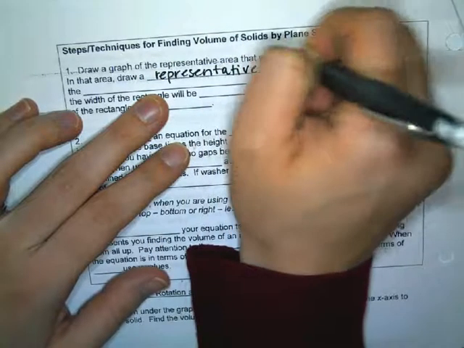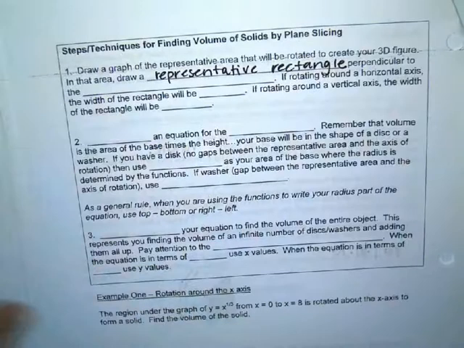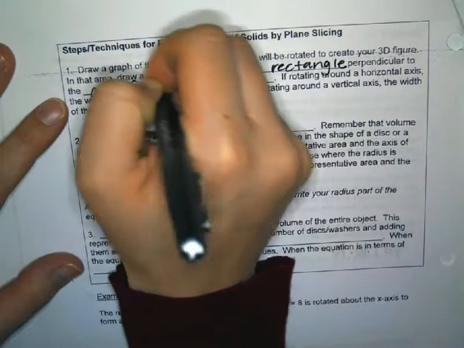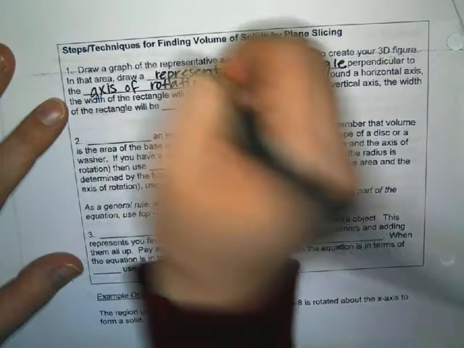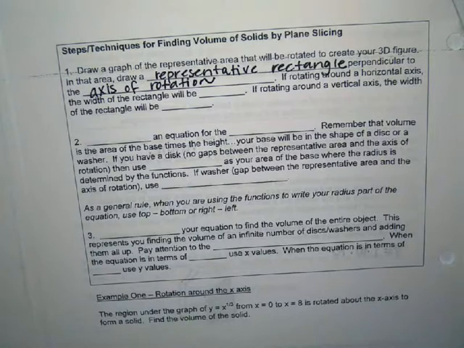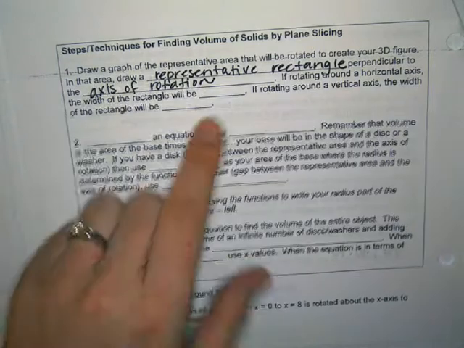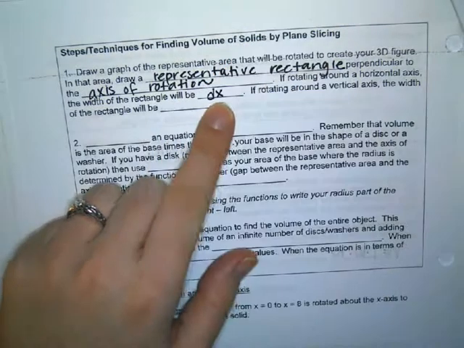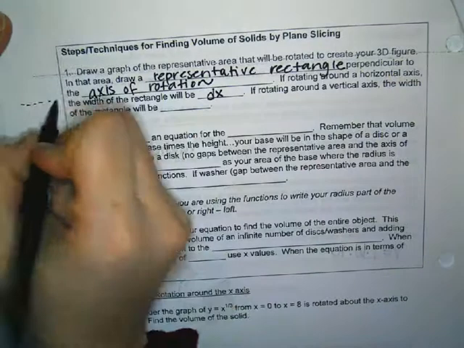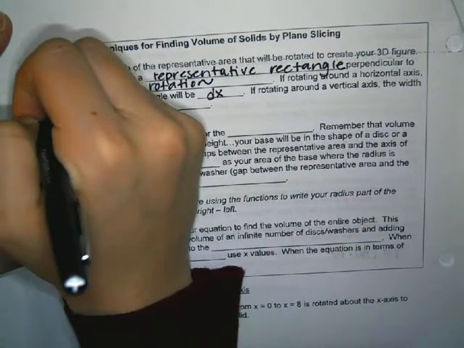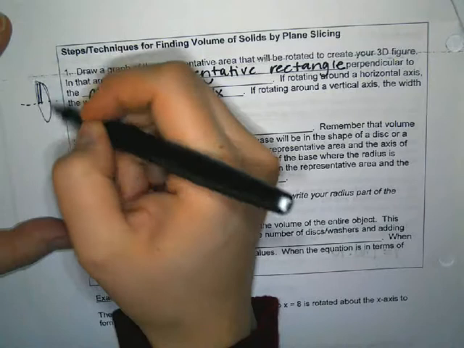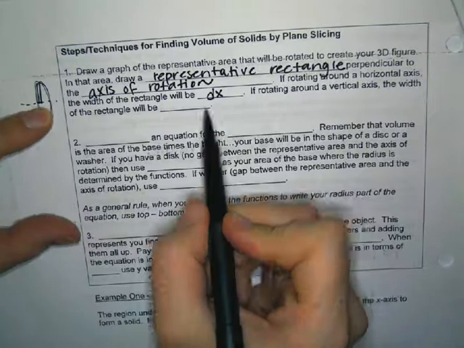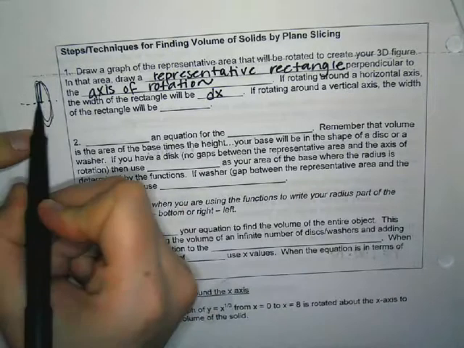In that area, you're going to draw a representative rectangle perpendicular to the axis of rotation. If rotating around a horizontal axis, the width of the rectangle will be dx. Because if you think, here's my horizontal axis, if I draw my rectangle, and then that rectangle is spinning, the width of that rectangle or that slice is going to be dx because it's an x length.